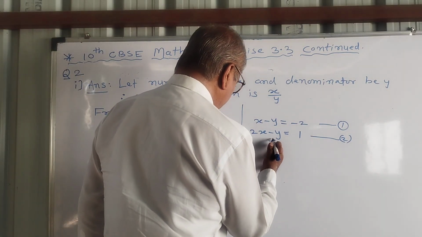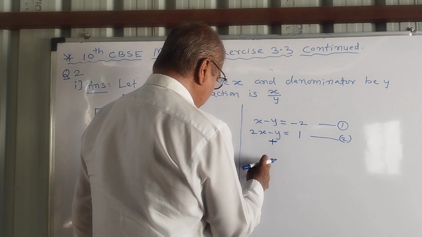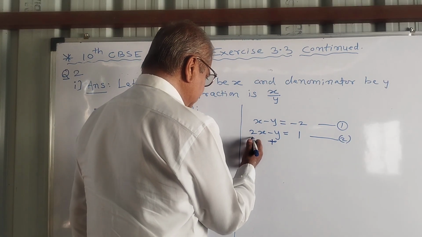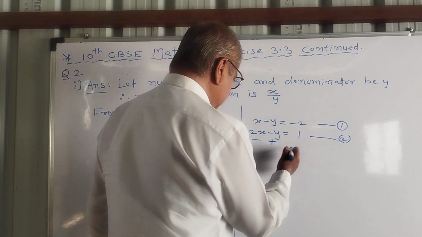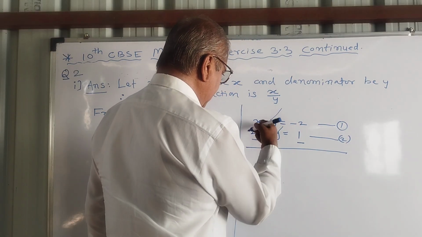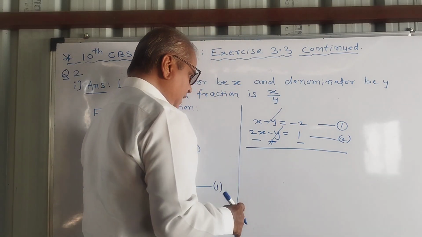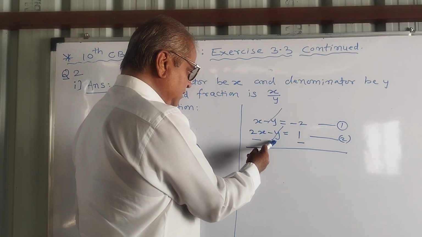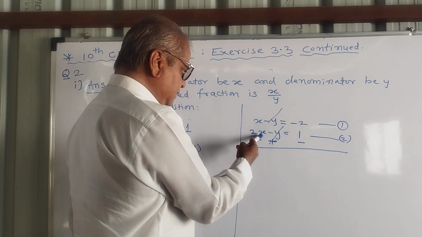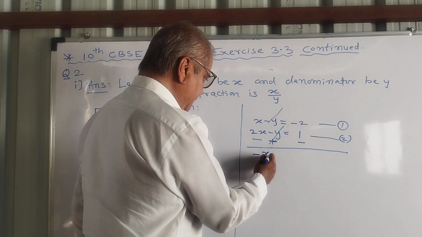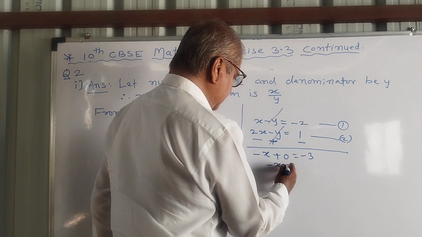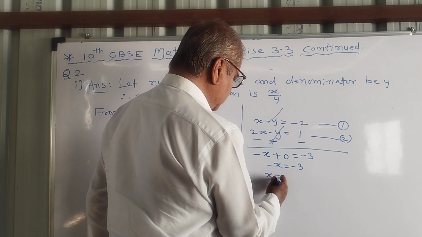So we need to change the sign of y, so it will be plus y. Now if you change the sign of one term, I need to change the signs of the other terms also. So 2x is plus 2x, it will be minus 2x and plus 1 will be minus 1. Consider the changed signs. So now y is plus y and this y is minus y. So minus y plus y cancel. x minus 2x will be minus x plus 0 is equal to minus 3. So minus x is equal to minus 3. So x is equal to 3.